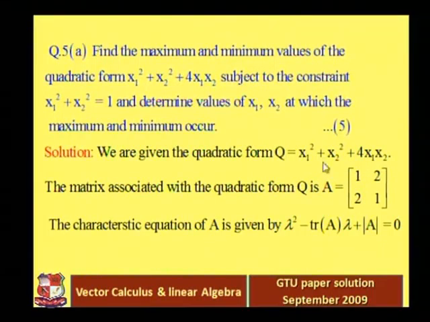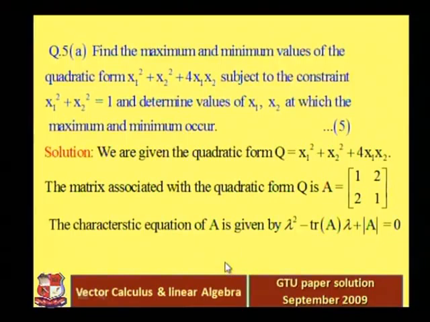So from this quadratic form you can define a matrix, right? The coefficient of x1 square and x2 square is 1, so that's why the main diagonal is 1 1. And the coefficient of x1 x2 is 4, so we have to divide this 4 by 2, and that gives the other entries 2 2, correct? So the matrix associated with the quadratic form q is A is equal to 1 2 2 1.